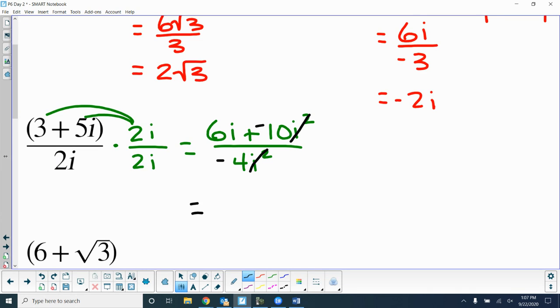So I like to put it in the right order. So the -10 I'll put in front. If you don't do that, that's okay. But that's how they like us to do. The real part in front, imaginary part in the back.